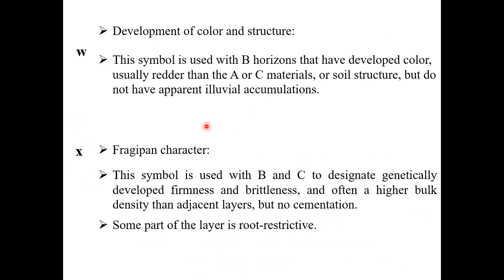Coming to the next, students, small w, not big W. The symbol is used for development of color and structure. Development of color, usually redder than A and C. Generally based on the color, this is also used only for B. What will happen is usually a material redder than A and C, so soil structure, but not applied for alluvial accumulation generally. But remember, students, except for alluvial accumulation, the color may have formed in the B horizon, which means generally you should give it a w notation.